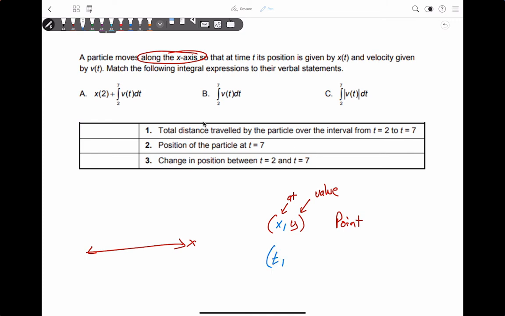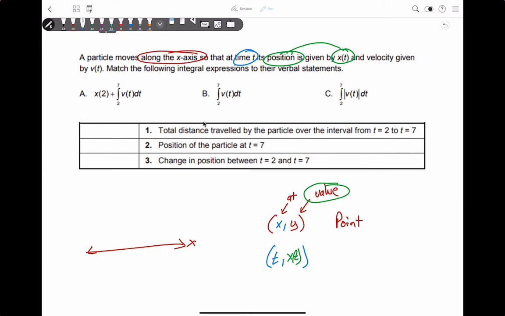And the value, the position, if you will, we're going to call x of t. So x of t is the position, and t is the time. So blue for t and then green for x of t. And the velocity is given by v of t. Okay, so match the following integrals with their verbal statements.